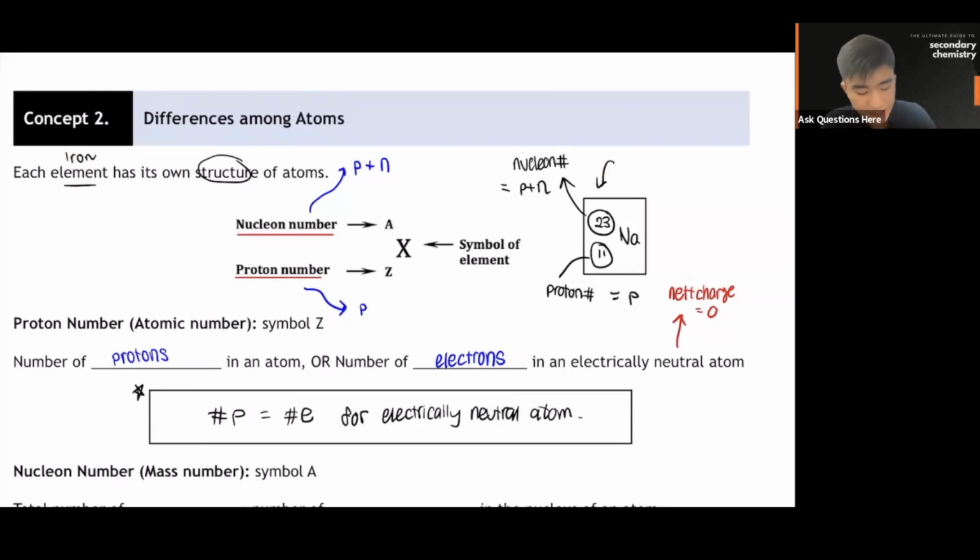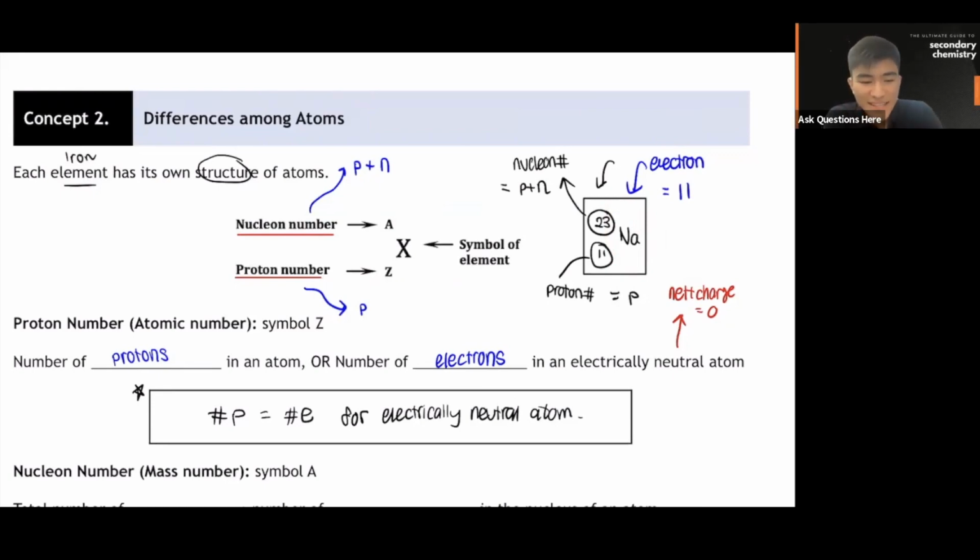So if I ask you a question, how many electrons are there in an atom of sodium? Can someone type into the chat? Okay, very good. 11, because an atom of sodium is electrically neutral and therefore there are 11 electrons in an atom of sodium. Well done to Guest and Lily as well.